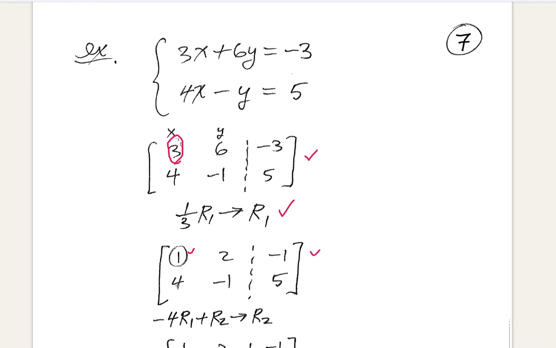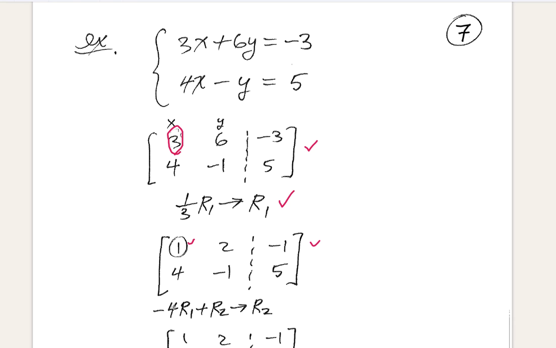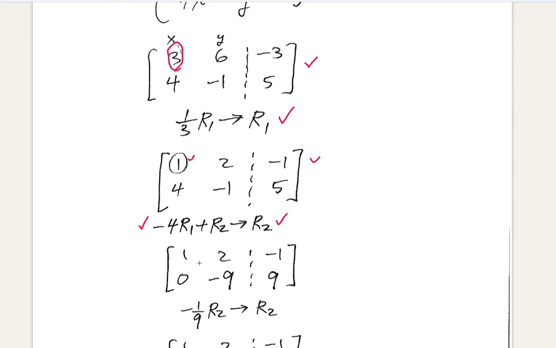Okay, I've got a 1 where I want. Perfect. I don't like that 4 there. I want to turn it into a 0. So I'm going to go -4 times the first row added to the second row replaces the second row. So I write 1, 2, -1 again. -4 times 1 is 0. -4 times 2 plus -1 is -9. -4 times -1 is 4, added to 5 is 9. So I've got that.